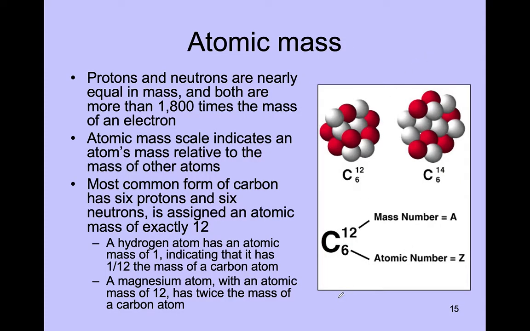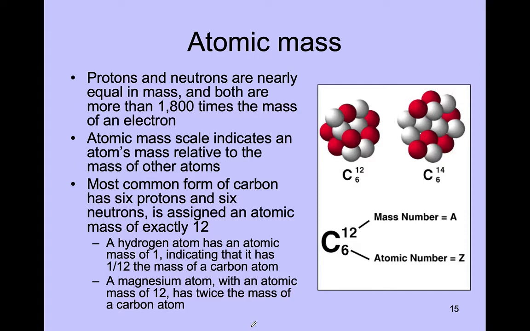Now, atomic mass is kind of what we might think of as the weight of an atom. Protons and neutrons are almost equal in their mass, and they are about 1,800 times the mass of an electron. So they're much, much larger than electrons. Electrons are pretty crazy little subatomic particles. When we look at the atomic mass on the periodic table, it's just above the atomic number next to the symbol for the element.